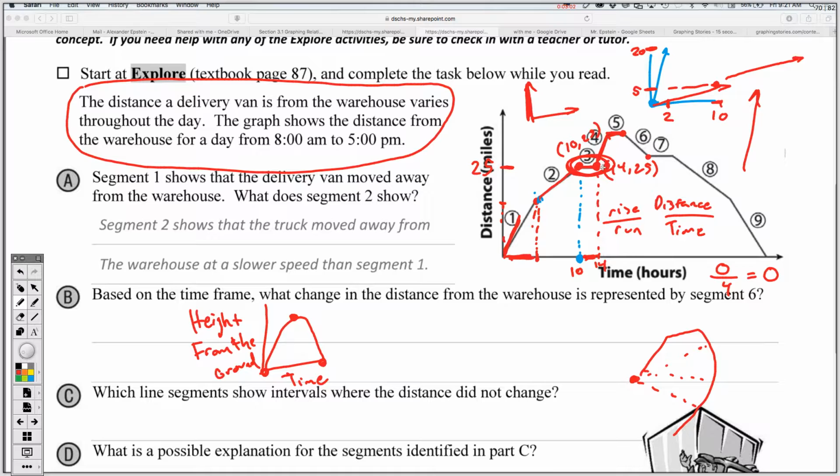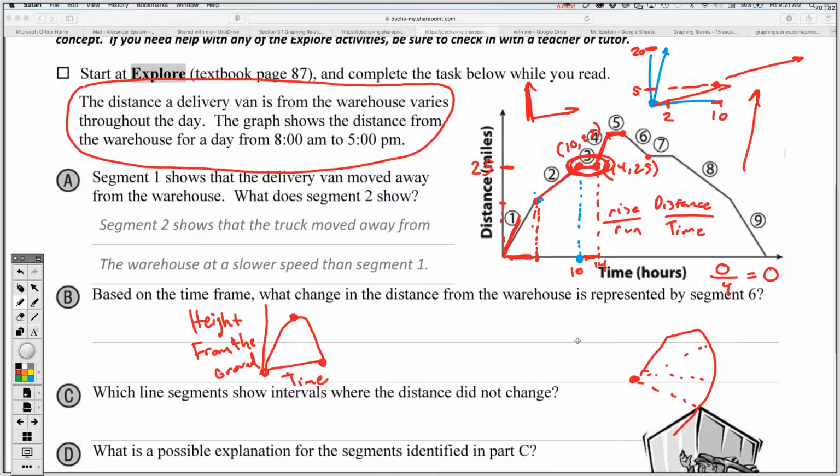Okay, what about this one? Oh, sorry. So we're still on the negatives. What does that mean if it's going down for a negative slope? Okay, talk to people around you. Have a discussion about it. Let's figure this out.